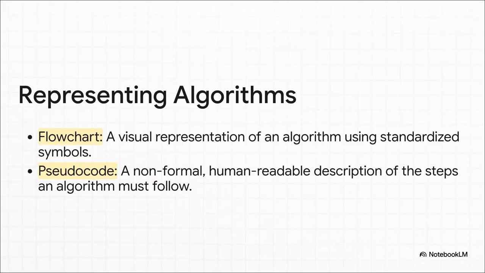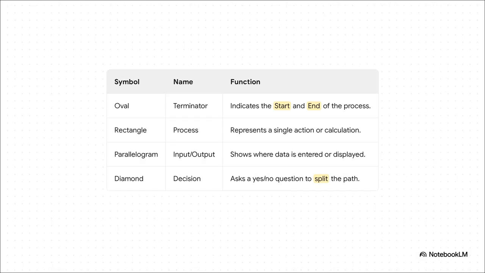So before programmers write any actual code, they sketch out their recipe. They often use something called pseudocode, which is basically just plain structured English, or they'll draw a flowchart, a visual diagram of the whole process. You can think of these as the architectural blueprints for the solution. And these blueprints have their own simple language. An oval means start or end. A rectangle is an action, like a calculation. A parallelogram is for getting input or showing output.